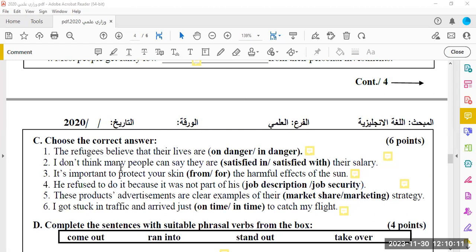Okay, the next one, number 4. He refused to do it because it was not part of job description. Job description. Okay, the next one.